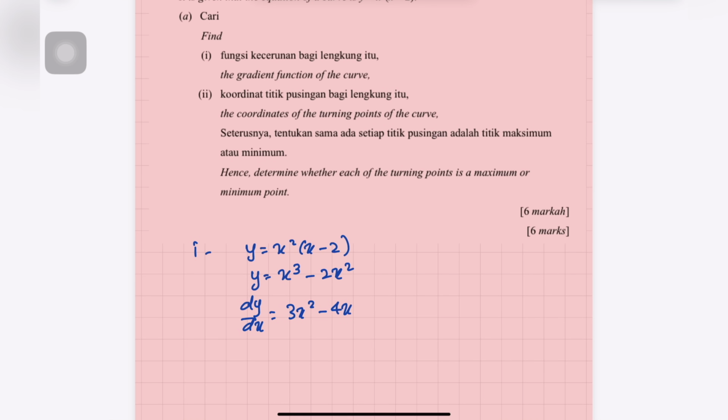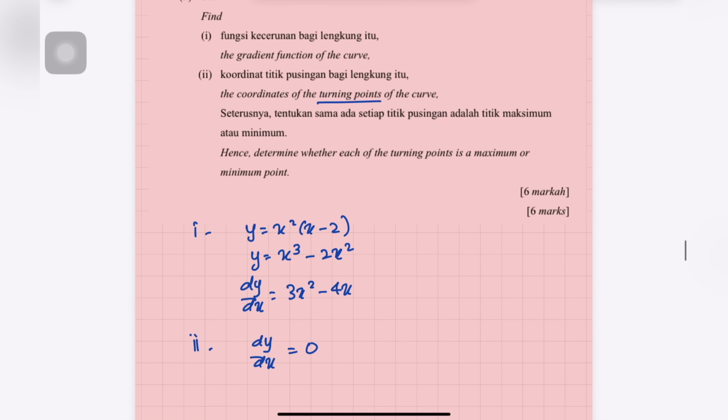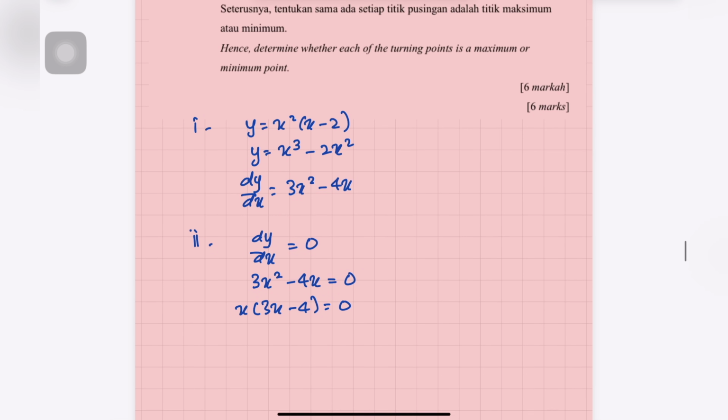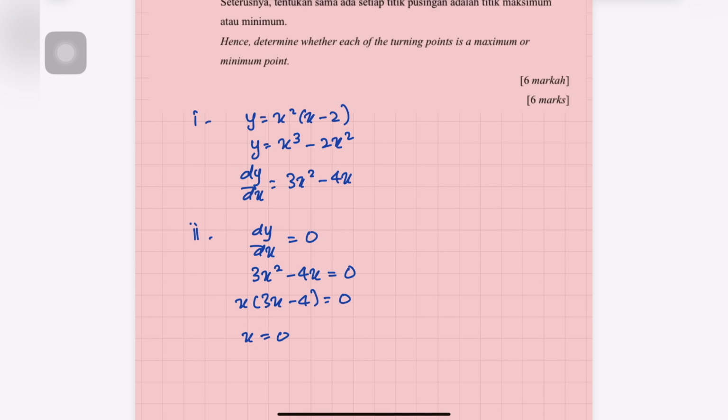Okay, so then (ii), find the coordinates of the turning point of the curve. Okay, at a turning point, dy/dx equals 0. Here dy/dx is 3x squared minus 4x equals 0. Then we factorize: x(3x minus 4). So then we will get x equals 0 and x equals 4 over 3.